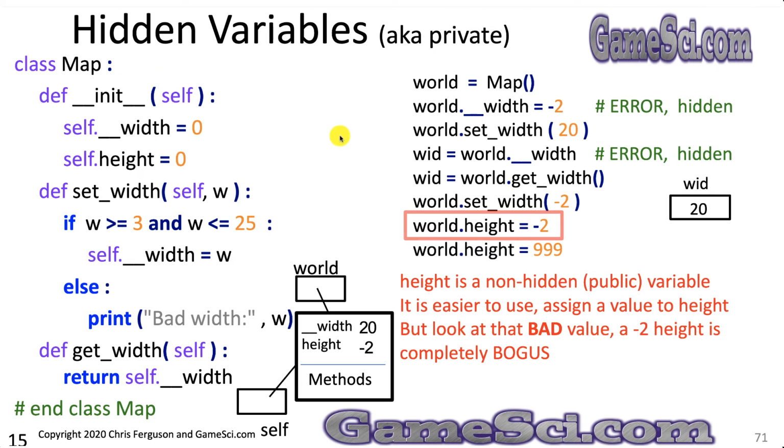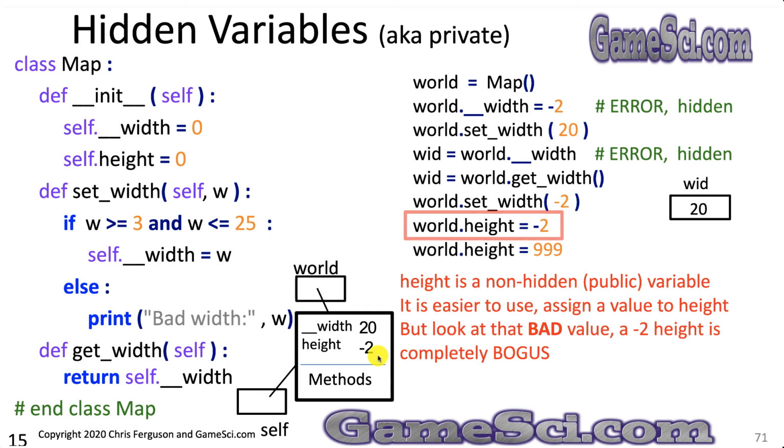Now, why is this important? Well, let's see why it's important. Height is not a hidden variable. Everybody has full access to the height variable. Well, when you give everybody full access, they might do bad things. Height is a non-hidden public variable. It is easier to use. You can assign a value to height anytime you want. But look at the bad value. A -2 height is completely bogus. What does that mean if you have a map with a -2 height? It's nonsensical. But there's nothing to stop a -2 height.